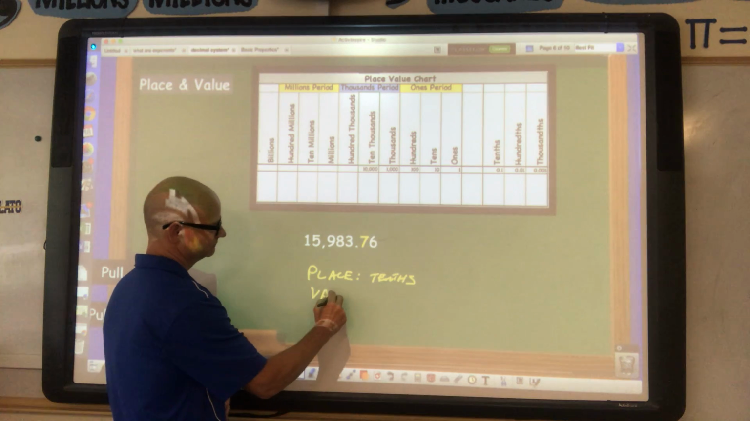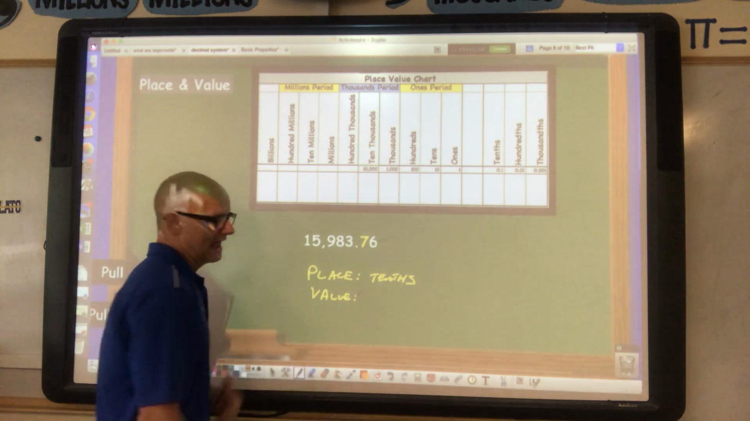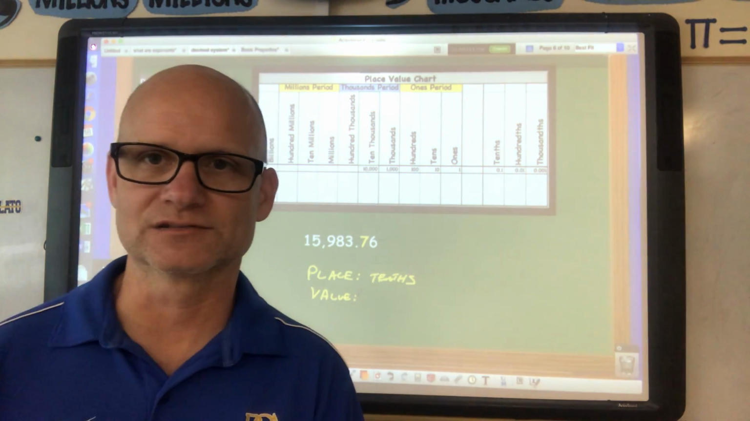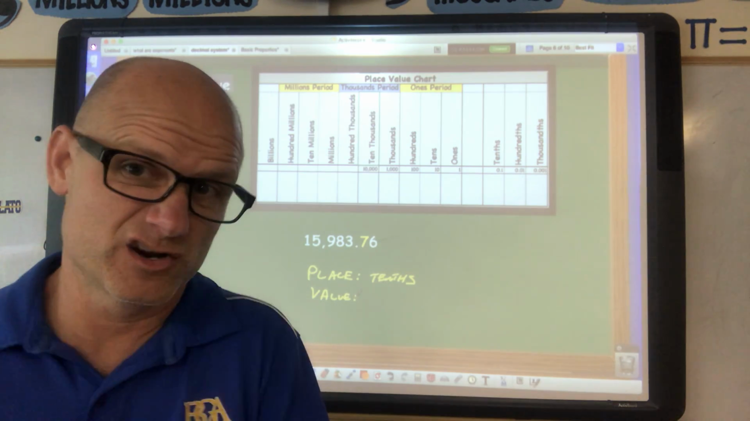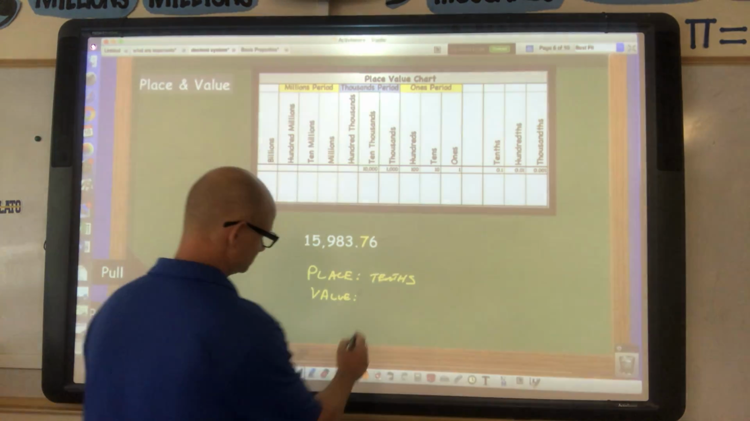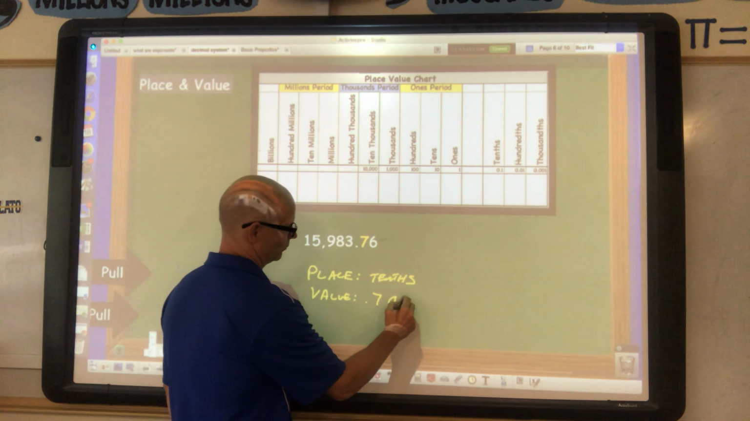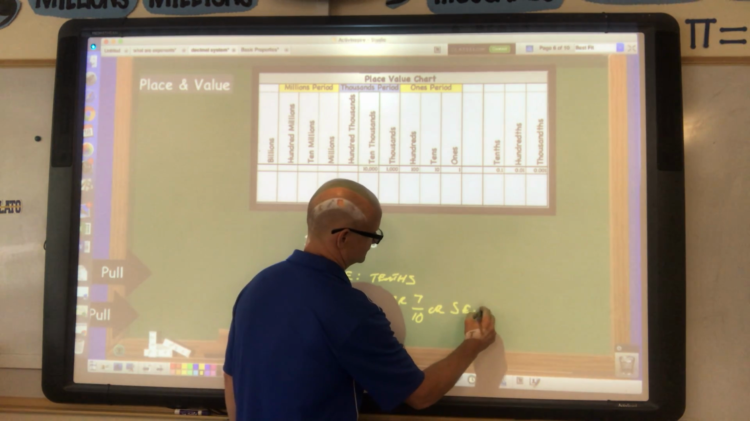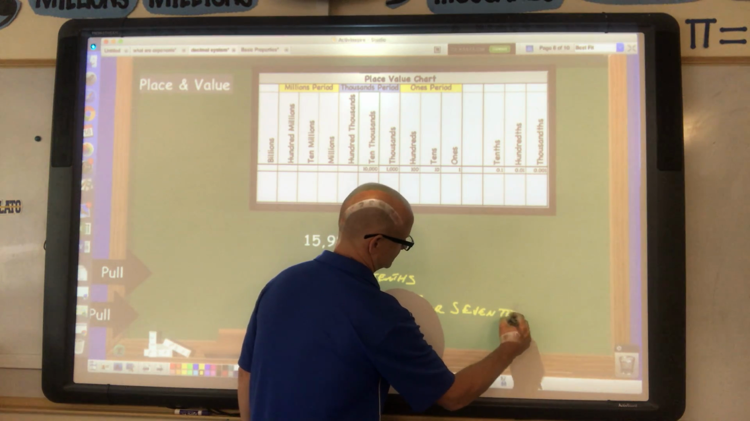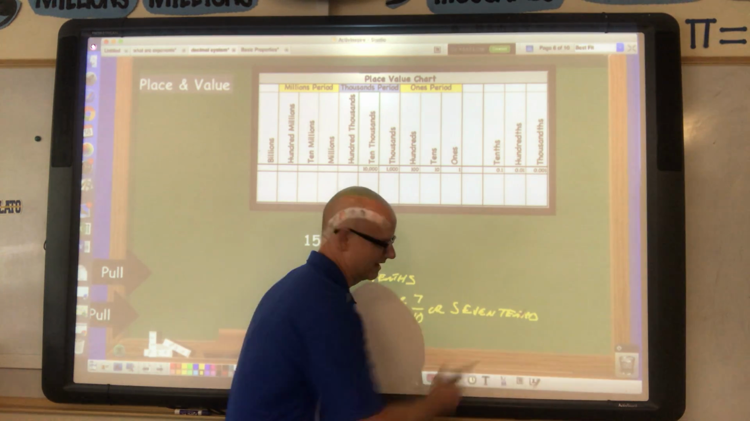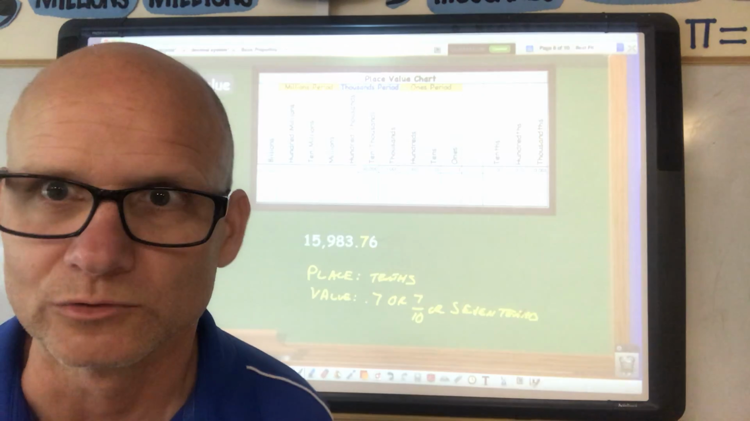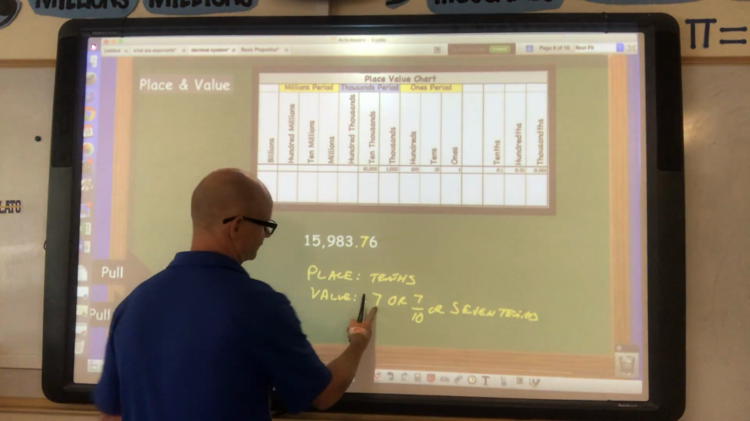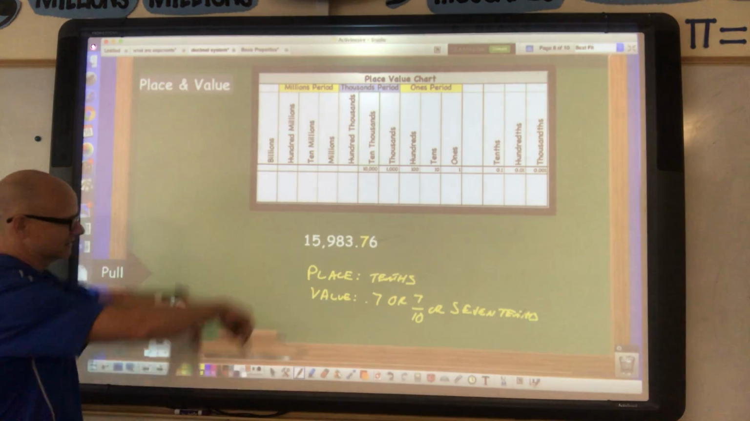The value just means how many there are in that place. Well, there's 7 of them, and they're in the tenths place. So you can just write 7 tenths. Why would you write it out the long way, though? That's like a lot of work. Don't do that. Write it as standard form, 7 tenths. Okay, so you guys get that, place and value.